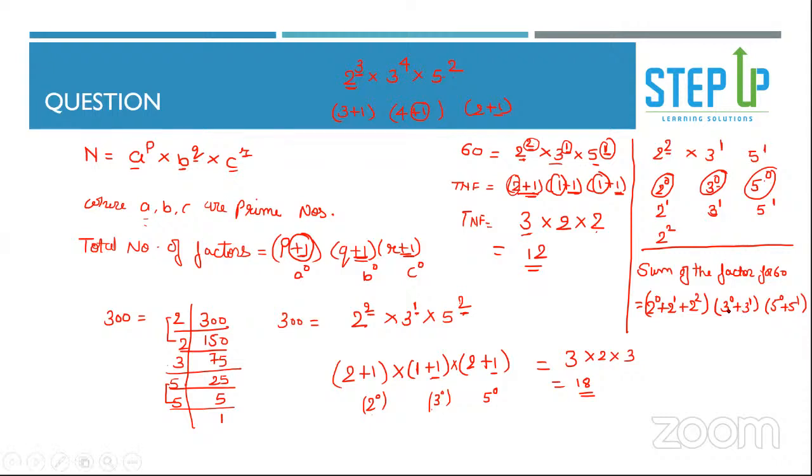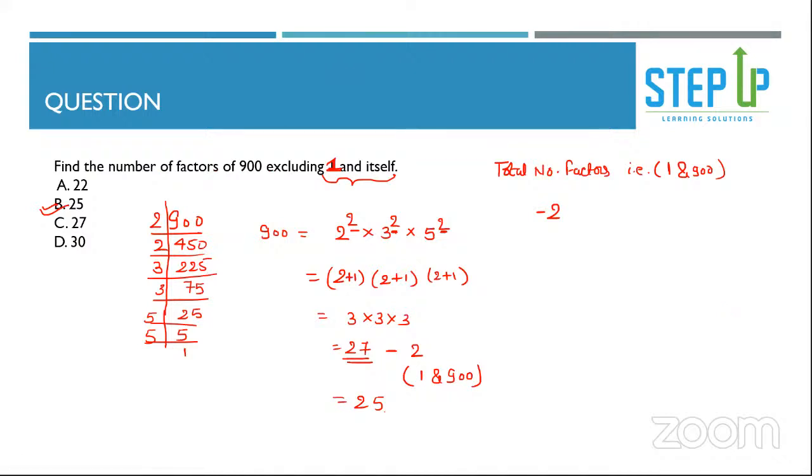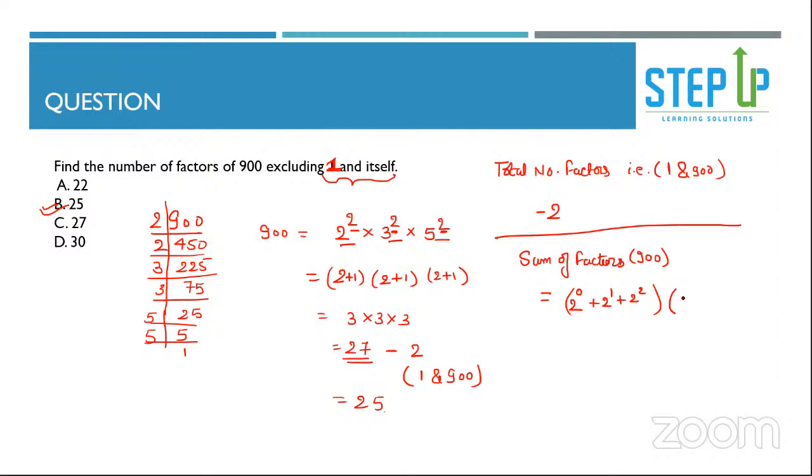Okay. Once again, I'll take 900. For 900, sum of factors will be equal to what? I'll start from 0, 0, 1, 2, into 3 to the power 0, 1, 2, into 5 to the power 0 plus 5 to the power 1 plus 5 to the power 2. So basically I have to start from 0 till the number, whatever the power is being given. I have to go up to that number.